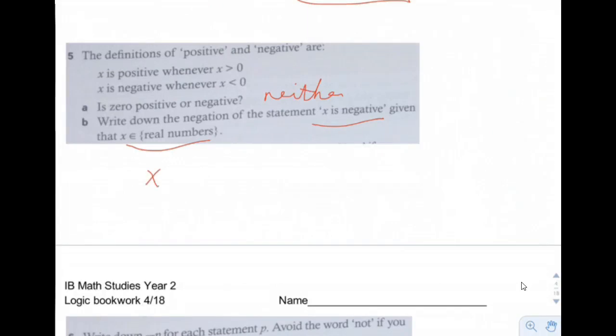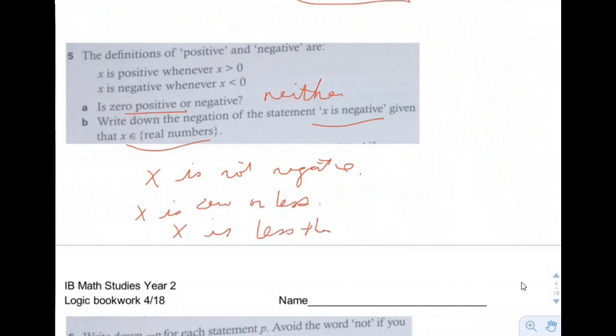So our tendency is to write x is positive, but then we just said that 0 is not positive or negative and it's a real number, so we need to take care of that too. So the negation of that would be x is not negative. Or we could be more specific. We could say x is 0 or less. Or we could say x is less than or equal to 0. Okay, those are the possibilities. I'm sure you can think of more.